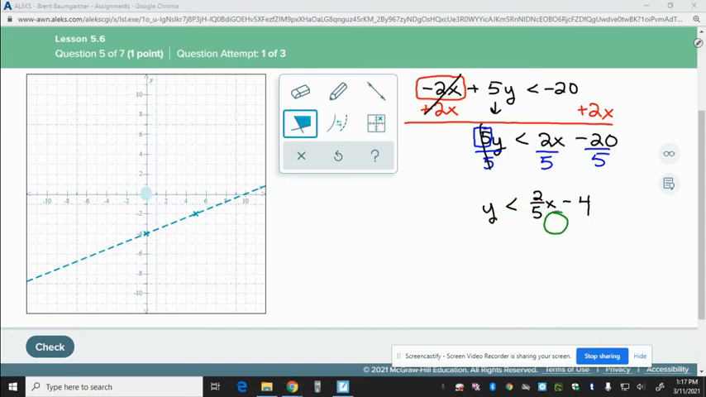Now what I want to do is test a point. So I'm going to use this point 0, 0. X is 0, y is 0. I'm going to plug those numbers in here. 0, 0 is a great point to use. It's easy to calculate with. Let's see what kind of a statement we get. Read it to yourself. 0 is less than negative 4. No, this is false.